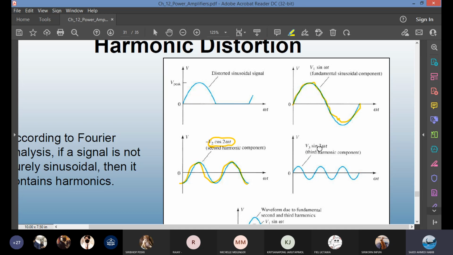Third harmonic is 3 omega t. So sine, cosine, sine, it goes like that. 3 omega t now. The waveforms are getting even closer.